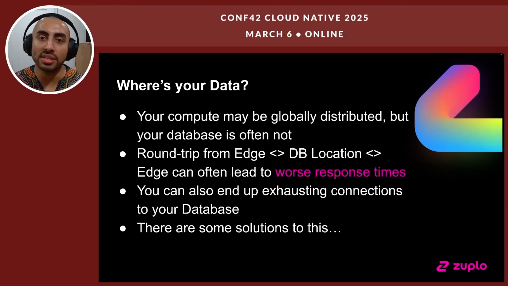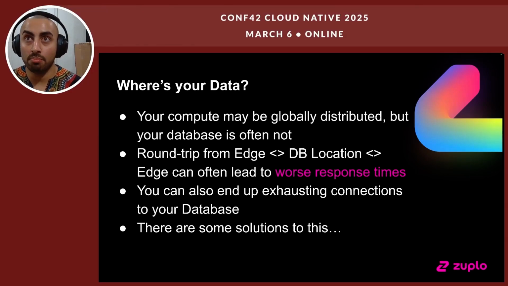It depends where the call is coming from, but this is often the case due to routing. You can also end up exhausting connections to your database as well. You can imagine if you have users all around the world, they're all invoking all these different Edge functions. If you're doing something like connection pooling, you can probably easily exceed the number of connections that your database allows. And you might just end up stuck or locked out. And again, this leads to worse latency.